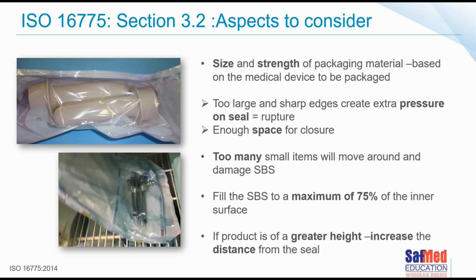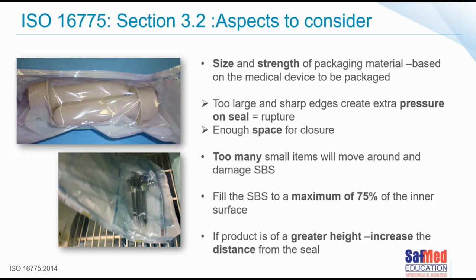That makes logical sense. You want to make sure that there aren't too many small items within a package that'll move around within the sterile barrier system and then damage it. You do not want to fill the sterile barrier system beyond 75% of the inner surface, it says. I guess that makes good sense. You don't want to overfill it. And if you look at the item on the left, to me that looks a little bit too tight.